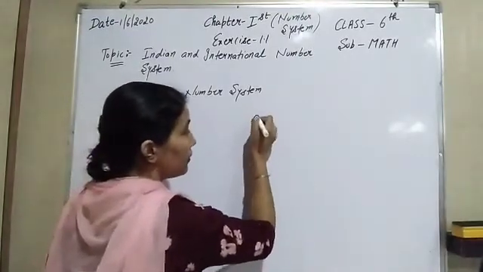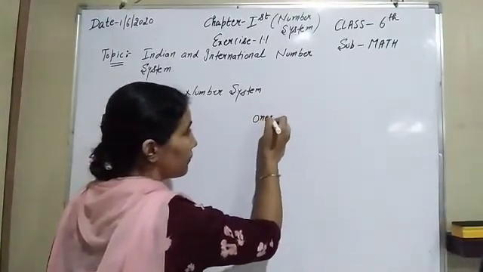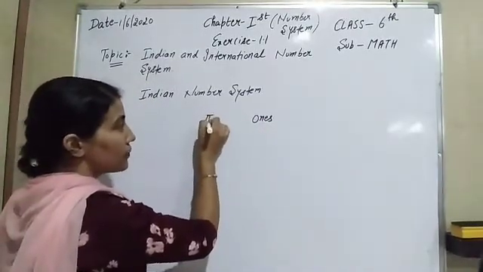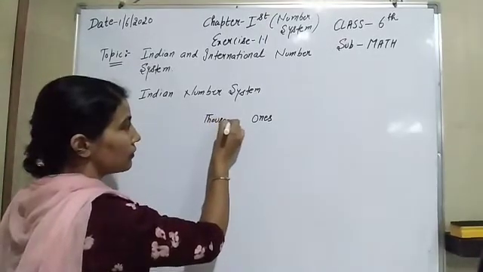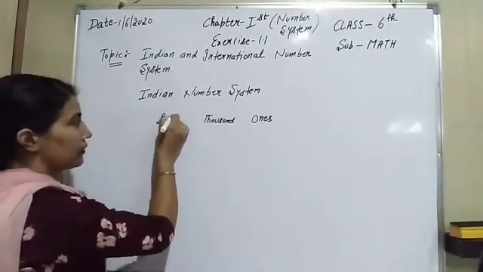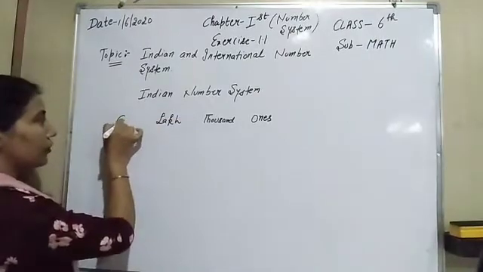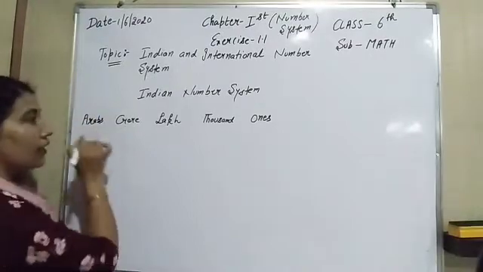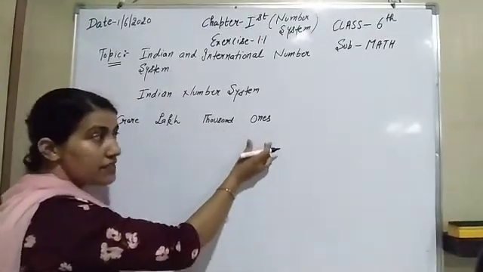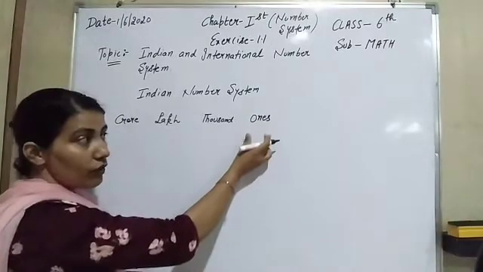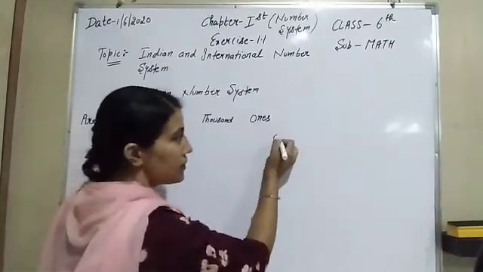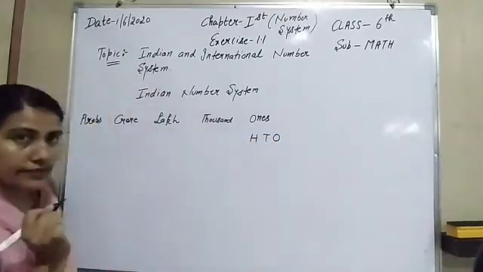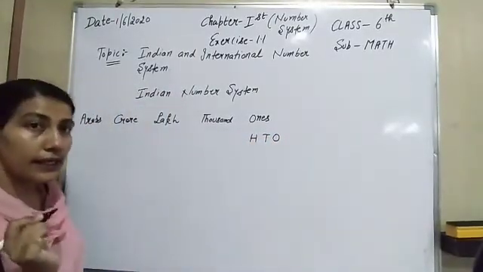We have here the ones, the thousands, after that the lakh, after that the crore, and lastly the arabs. In the ones place, we always have three digits: ones, tens, and hundreds.